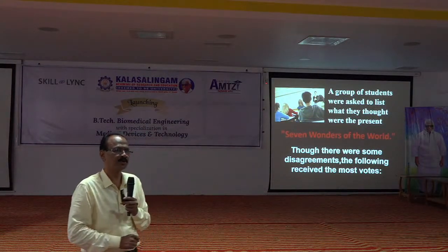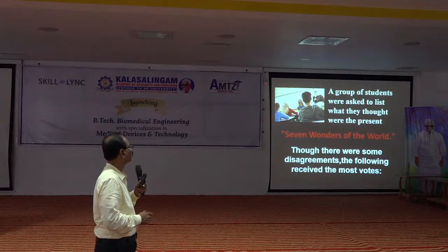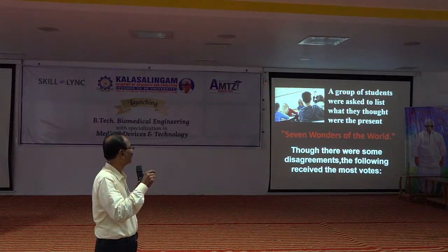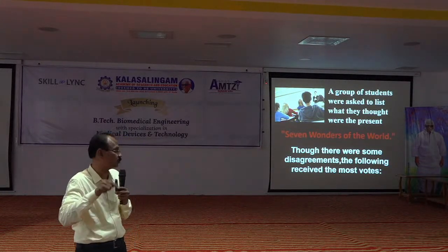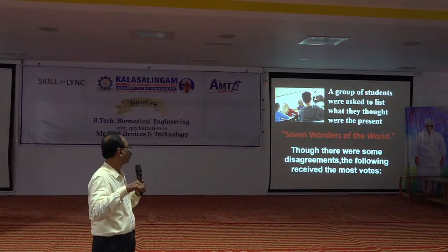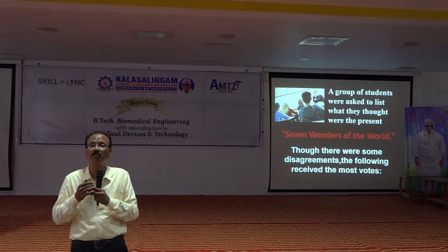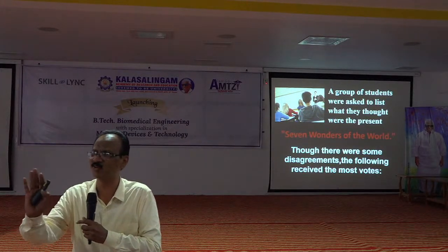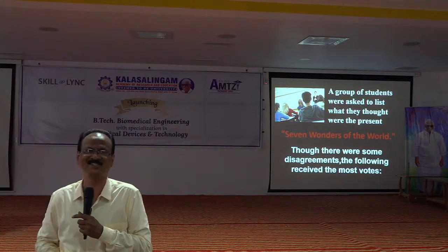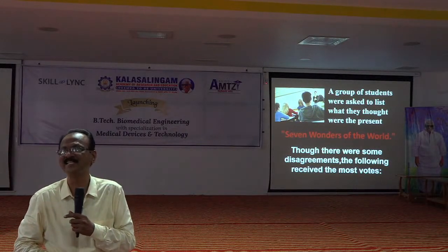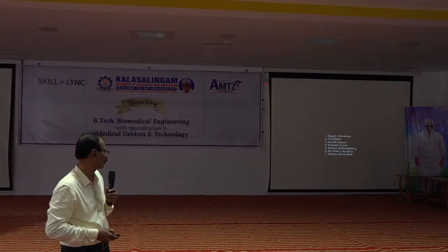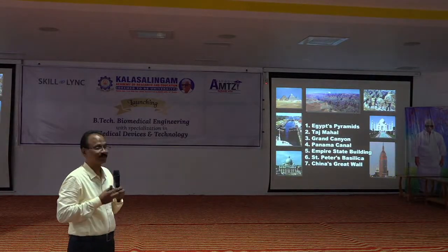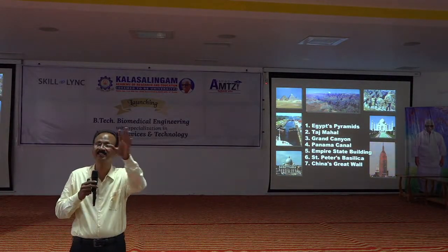There was a school in America. A group of students were asked to list what they thought were the present seven wonders of the world. Though there were some disagreements, the following received the most votes. Why? Nowadays, not only seven wonders, there are 700 wonders. So many things are wonderful in this world. So finally, they decided these seven wonders.